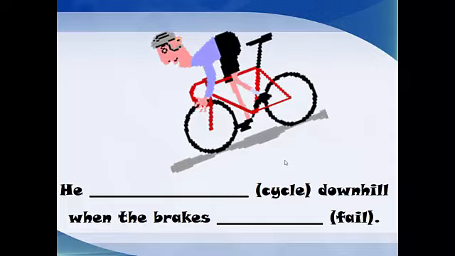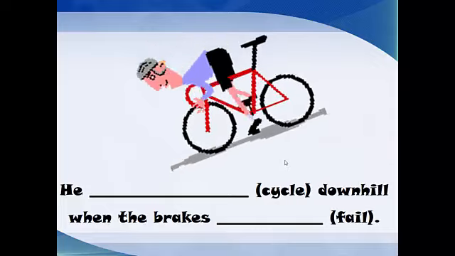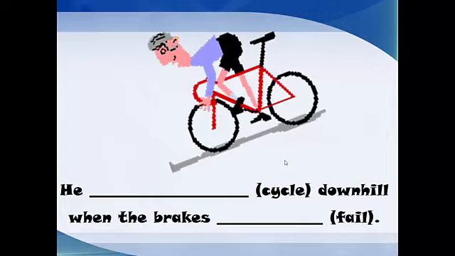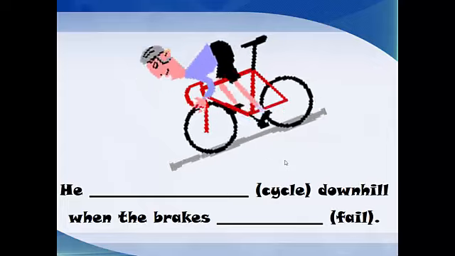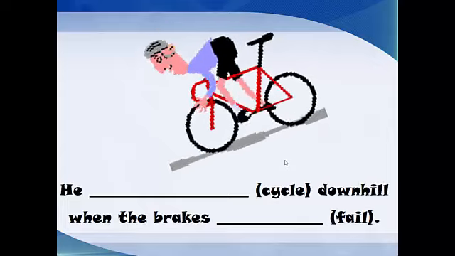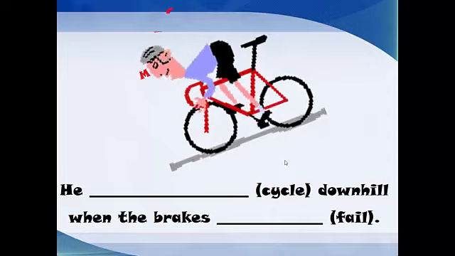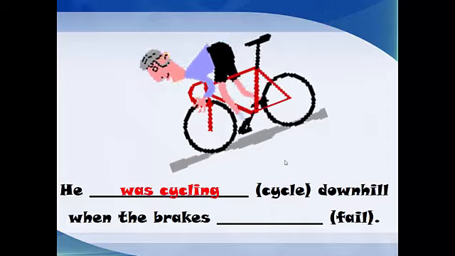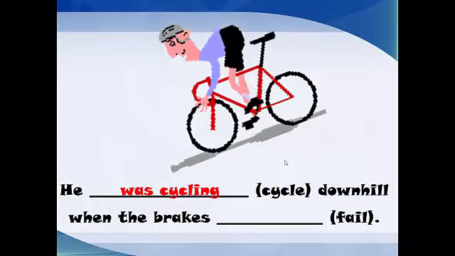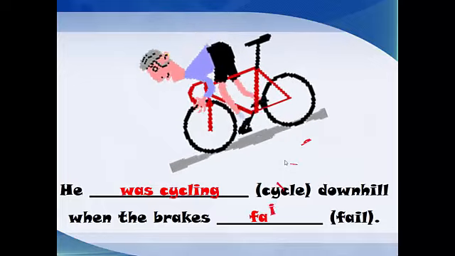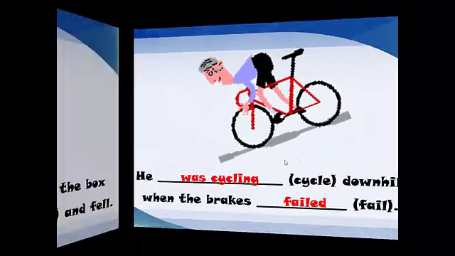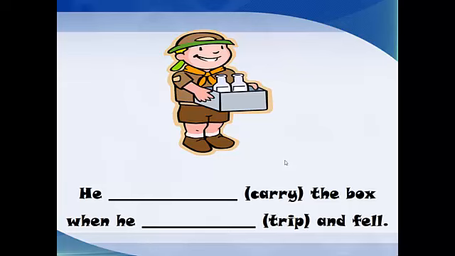He cycled downhill when the brakes failed. Okay, which one was going on, and what's the action that interrupted it? The first one was cycling. He was cycling downhill when the brakes failed. He carried the box when he tripped and fell. He was carrying the box when he tripped and fell.